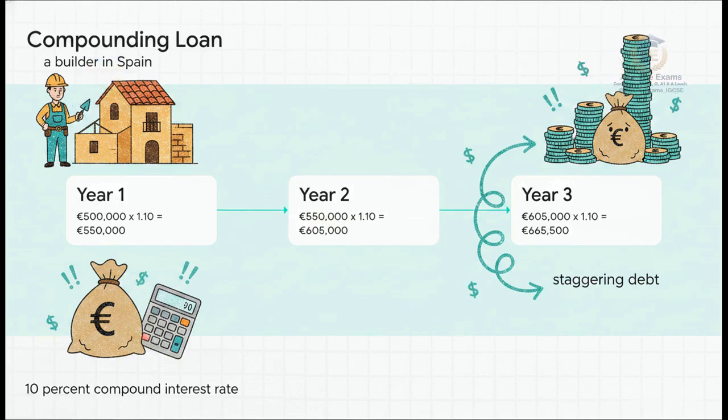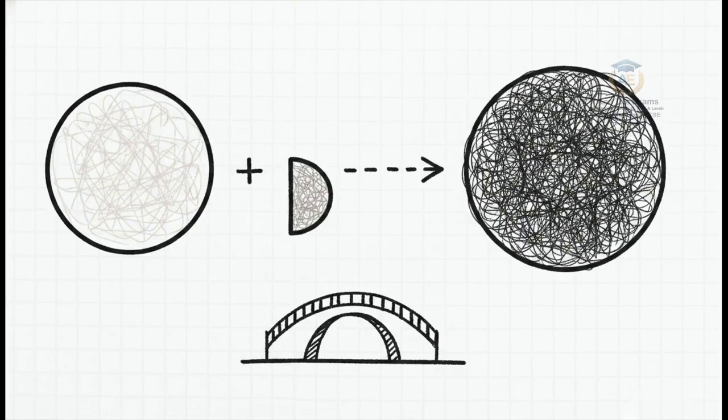By year 3, we multiply 605,000 by 1.10 again, bringing his total towering debt to a staggering €665,500. Now, calculating it this way works, but if the exam asks for 15 years, you're going to run out of time. Did you notice the mathematical cheat code we were using on that last slide? This is incredibly important. It's basically the secret weapon for the 0580 syllabus.